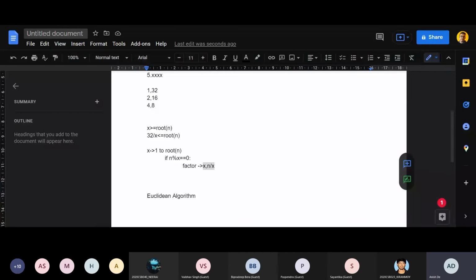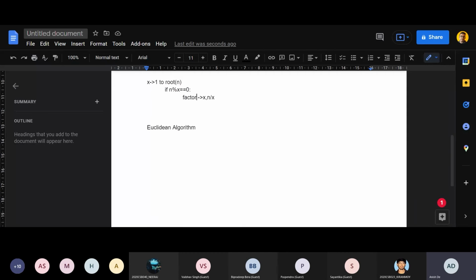So finding factors in root n: if there is a question like find the factors of a number in root n, and the interviewer asks you, you can tell this approach. This is currently the best approach for finding the factors of a particular number. So I think nobody has any problem in this. So we can go to the next part, the GCD one, Euclidean part.